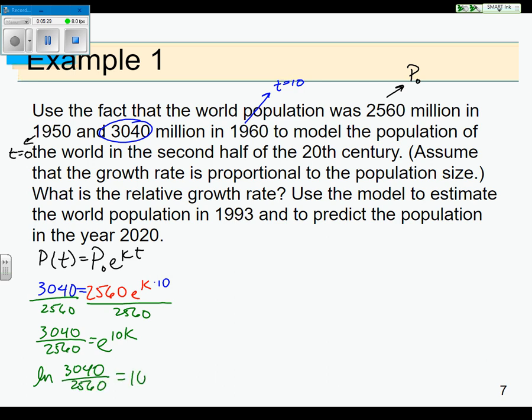And that's going to equal 10k. If I divide both sides by 10, my k is going to come out to be around 0.017185.